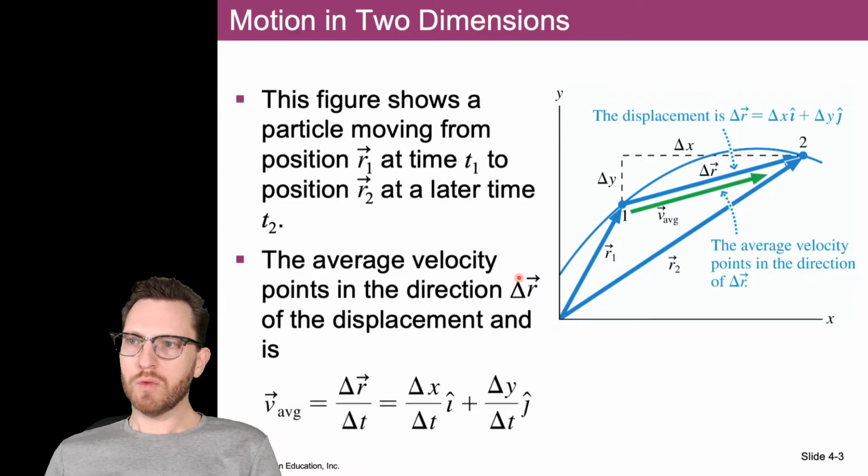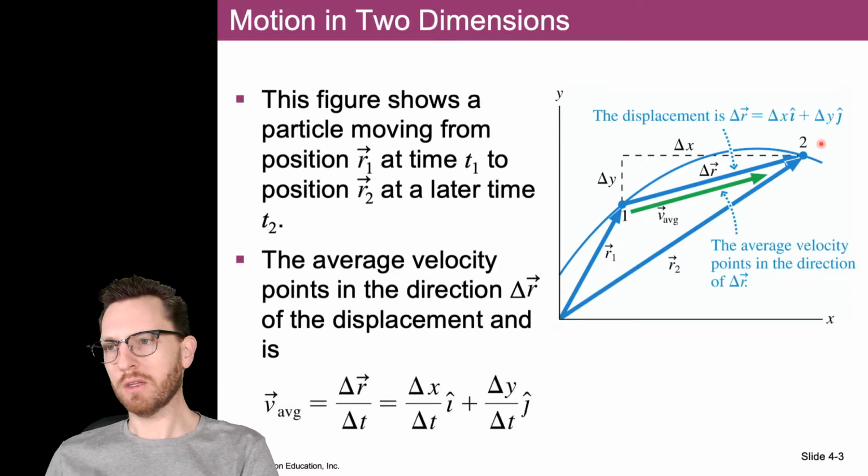If I then look at an object at two different times along this trajectory, I see at some time that we'll call t1, this object is at position r1. At some later time t2, this object is at position r2. You can see vectors r1 and r2 are the position vectors that describe the position in this particular coordinate system of this object at those given times.